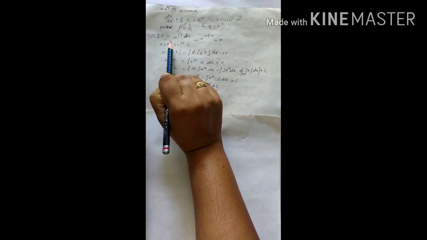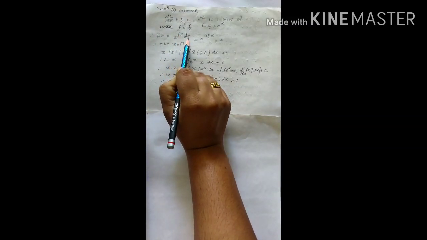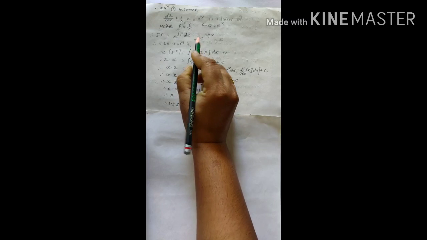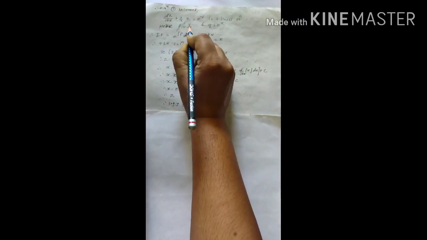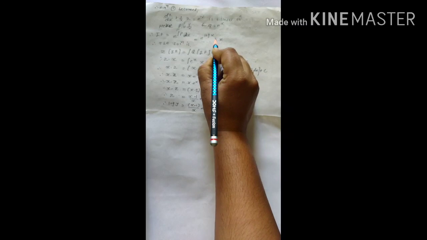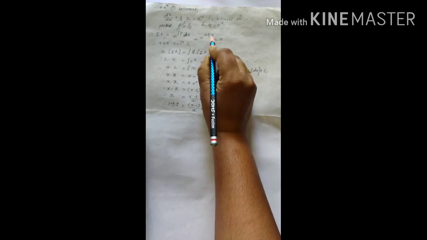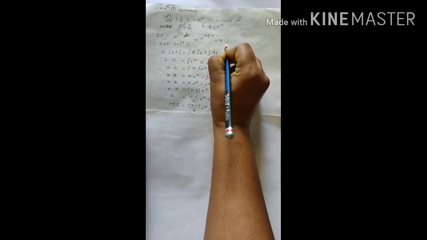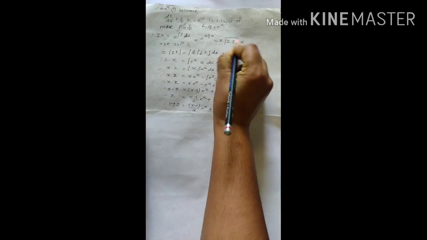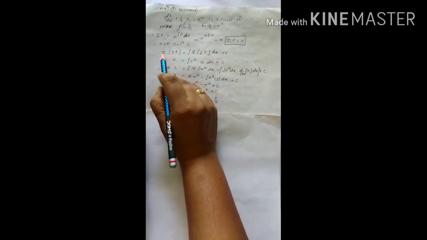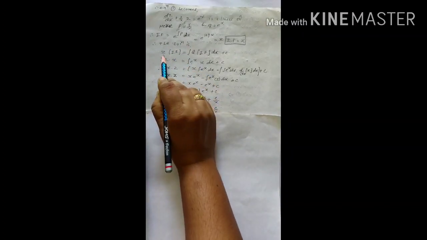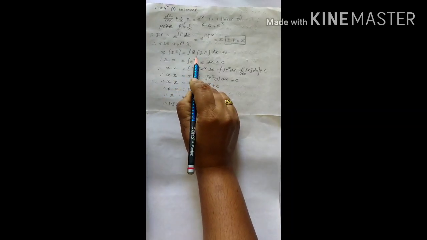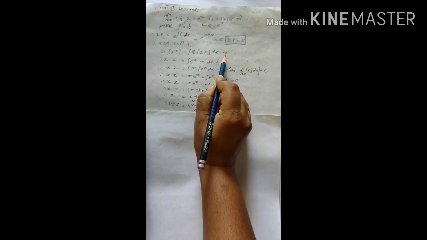Therefore, integrating factor is equal to e raised to integration p dx. Therefore, e raised to integration 1 upon x dx. Therefore, integrating factor is equal to e raised to log x is equal to x. Therefore, integrating factor is equal to x. Now, the general solution is z into integrating factor is equal to integration q into integrating factor dx plus c.